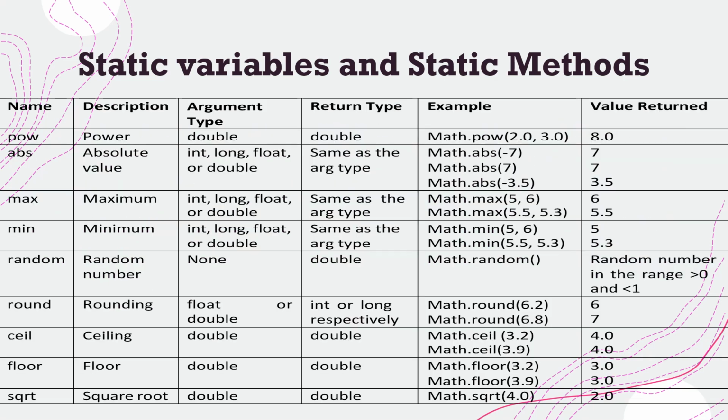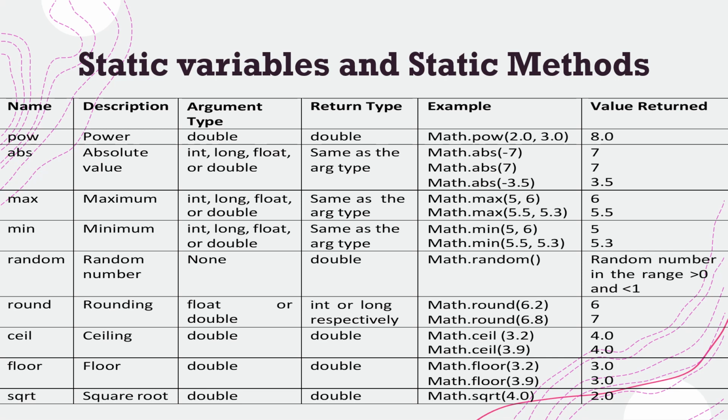Here are the math functions in a Java program. pow stands for power. In mathematics, it is the exponent. The arguments and return type of pow is double. See the example and value returned for more description. abs stands for absolute value. The argument and return type is integer, long, float or double. max, maximum. The argument and return type is integer, long, float or double. min, minimum. The argument and return type is integer, long, float or double.